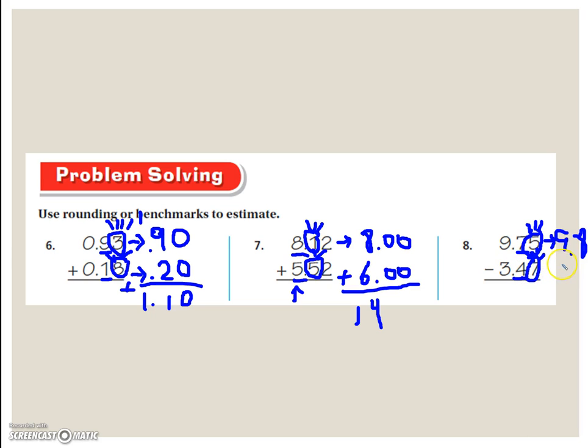That's 5 or more, so I raise the score on the 4. Yes. So that becomes a 3.5. And I subtract these. 8 minus 5 is 3. 9 minus 3 is 6.